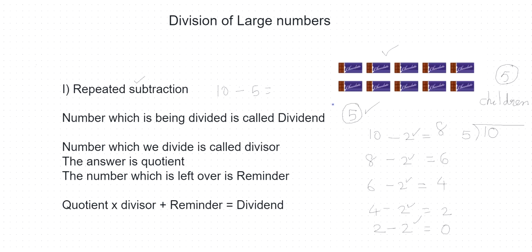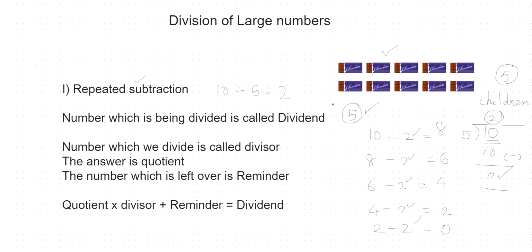So 5 2s are 10. Subtract 10 from 10, get 0. So this 0 is called the remainder. And the answer is the quotient. So 2 is the quotient here. 5 is the divisor here. And 10 is the dividend here.